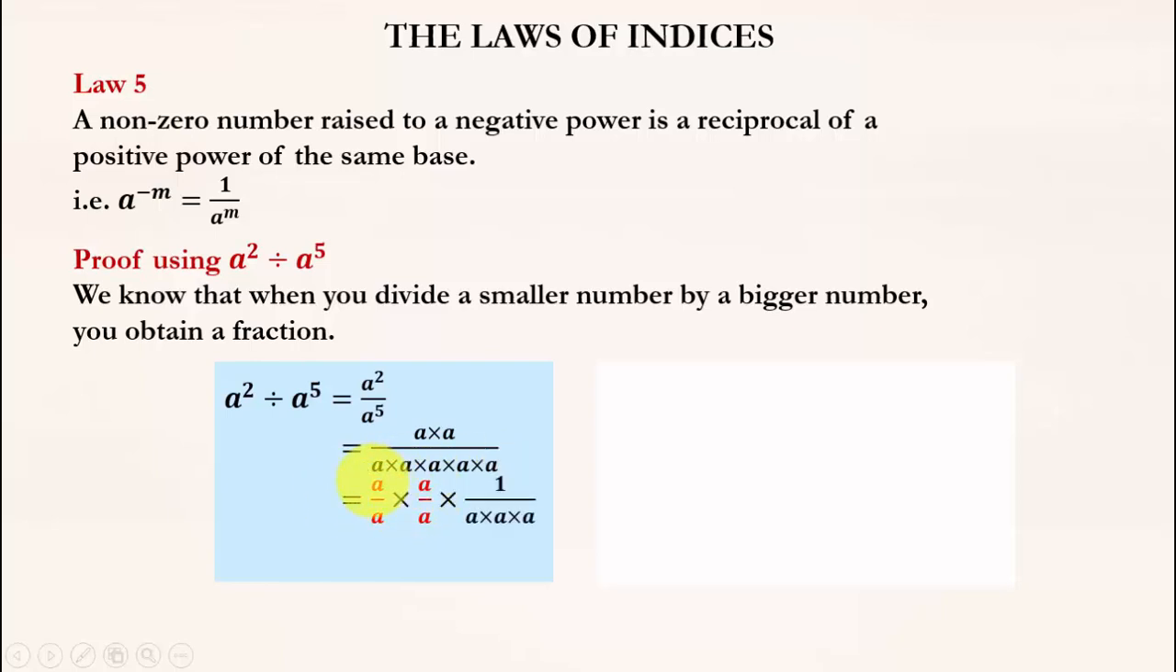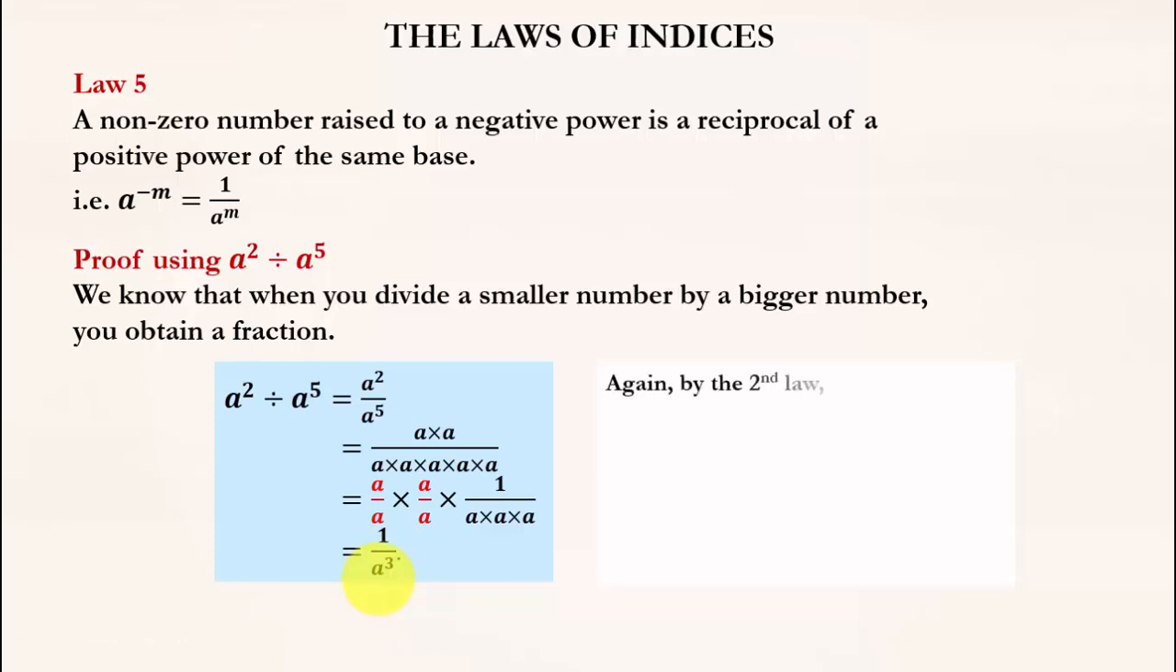And now, we can cancel out some of the variables multiplying at the numerator and the denominator as shown on your screen. So you realize that the variables color-coded red can be cancelled out, and they become 1, leaving 1 over a to the power 3 as shown on your screen.